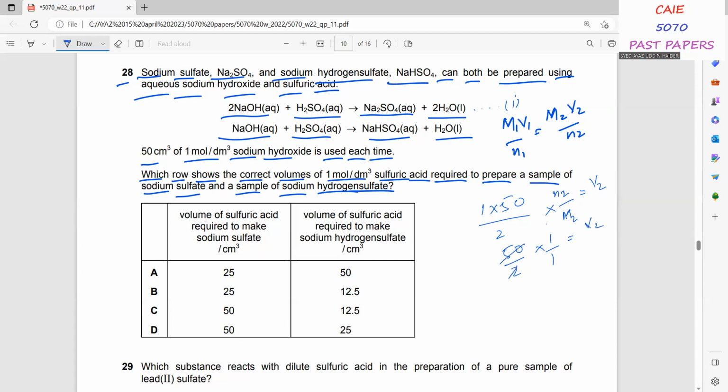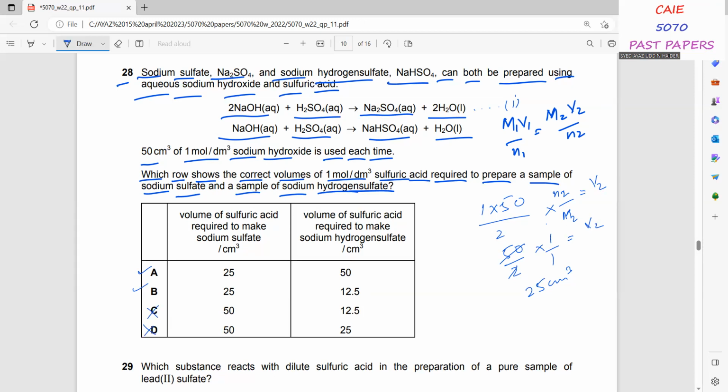So in this case, you will get 25 centimeter cube of volume of sulfuric acid required. This is for equation number 1. So both A and B can be the choice, right choice. Both C and D are wrong.